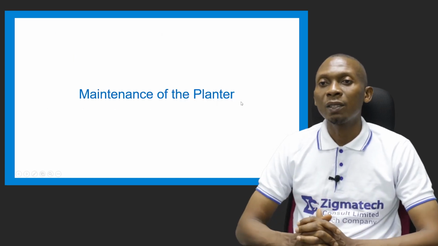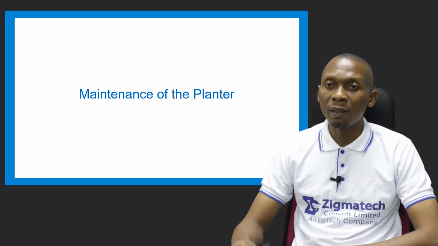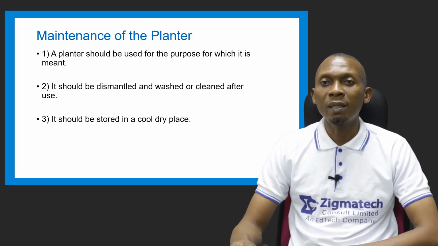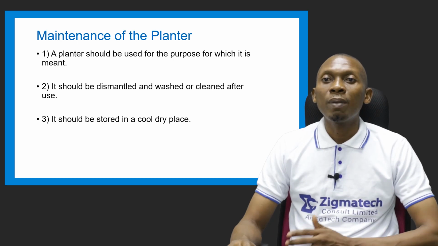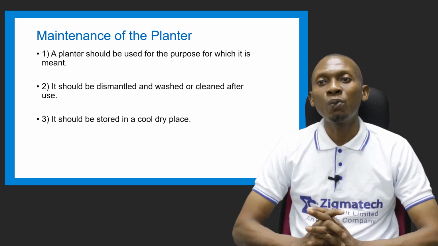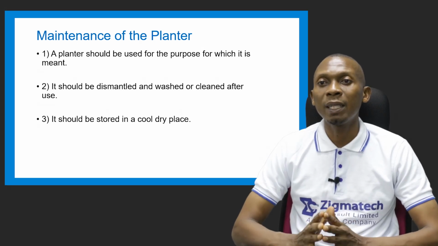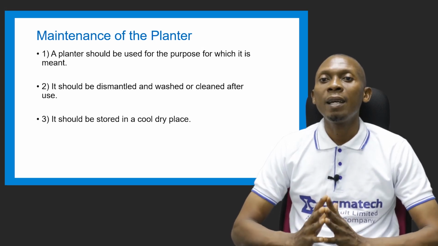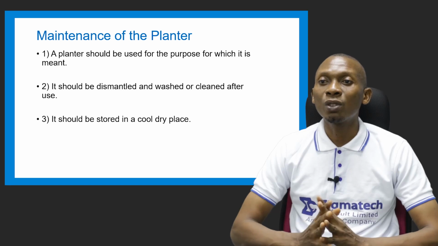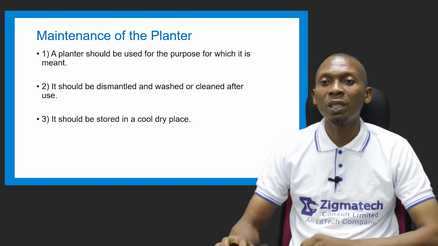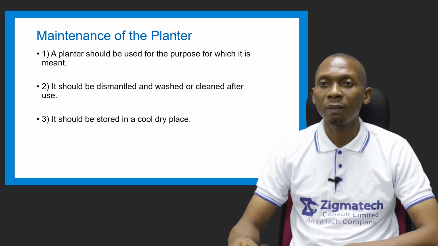Now let's look at the maintenance of the planter. The planter needs to be maintained. So how can we maintain the planter? A planter should be used for the purpose for which it is meant. So don't use it for any other purpose. It is meant to plant seeds. It should also be dismantled and washed or cleaned after use, and you should store it in a cool, dry place.